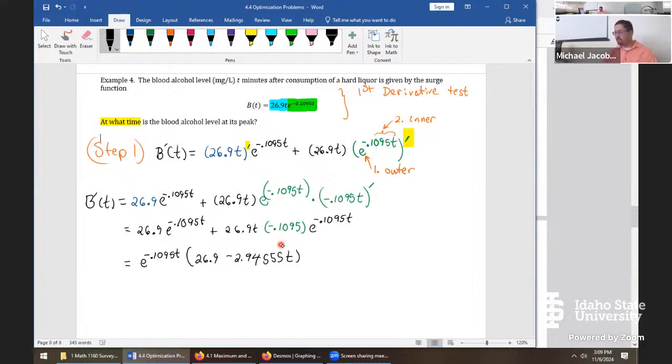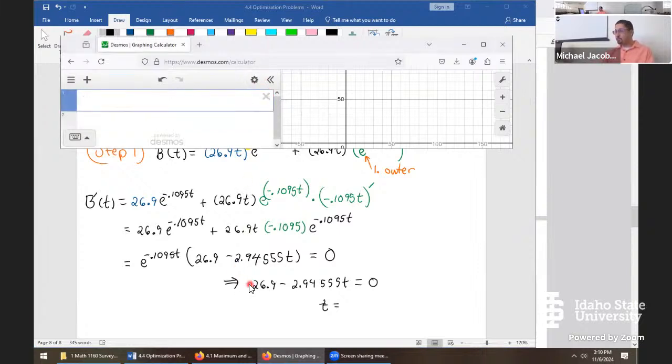Okay, well, still in step one, we take this whole thing, set it equal to 0 and solve. We don't get anything from this right here. The base e exponential never obtains a 0 value, like we mentioned earlier. So the only way you could get this equation to come out as 0 is if the second factor right here is the culprit. So this will imply 26.9 minus 2.94555t is 0. So we'll do two steps. We're going to subtract 26.9, divide by the factor negative 2.94555. And here's our result.